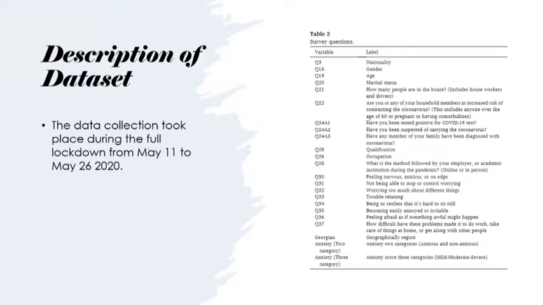So here you can see that the data set collection took place during the full lockdown from May 11 to May 26, 2022. So it's a full real-life data set. And then you can see here, these are some of the questions. These are questions from people either on admission or random people on the street. So you can see different questions. You want to know the nationality, the gender, the age, marital status, how many people are in the same house.